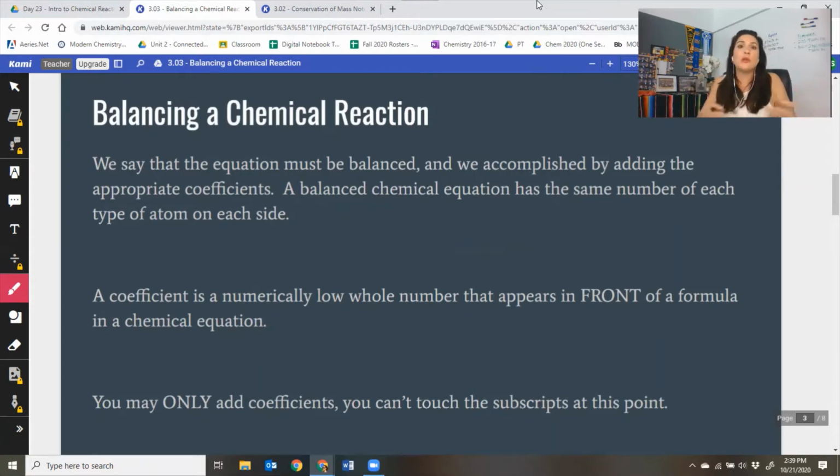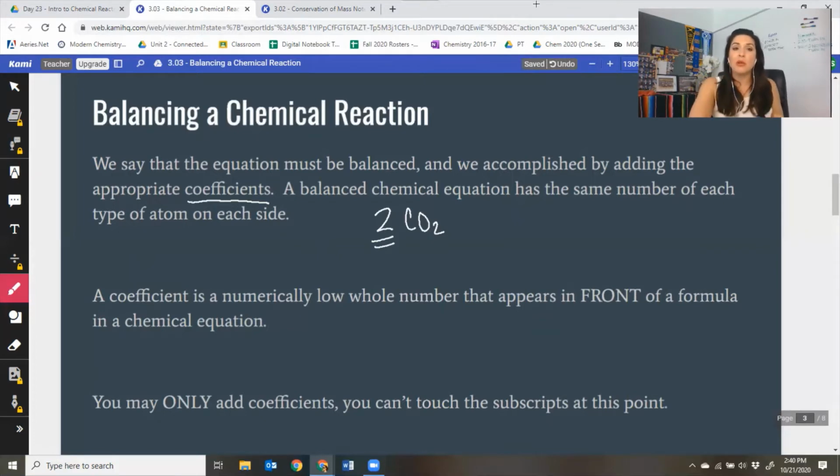And just like Legos, we may be pulling them apart and putting them back together, but we're not going to lose any Legos. We're not going to lose any atoms in the process. Likewise, we're not going to gain and spontaneously appear any new Legos or atoms in the process. We say that the equation must be balanced, and we accomplish this by adding the appropriate coefficients. And again, these coefficients are the large numbers in front of a chemical formula that indicate how many of a certain type of molecule you'll need.